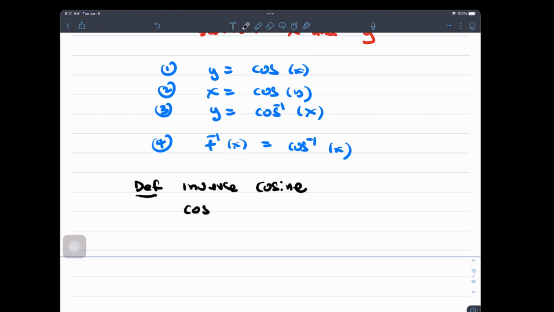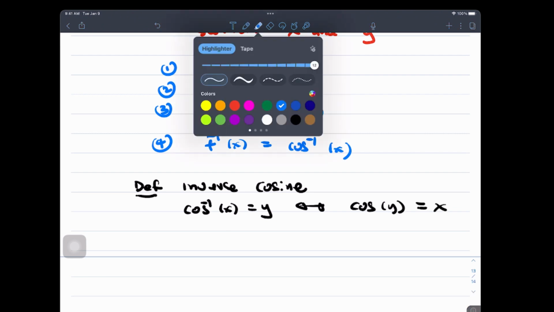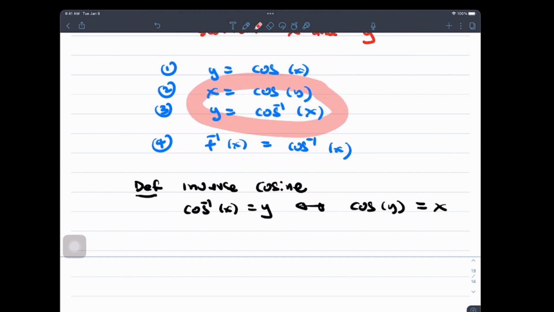They define it in your book this way. Inverse cosine of y is equivalent to this statement, cosine y equals x. So they're going to go back really to right in here. Some of you in pre-calculus are going to switch your x and y. We talked about this last time.